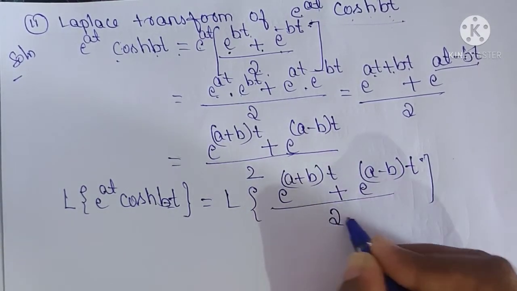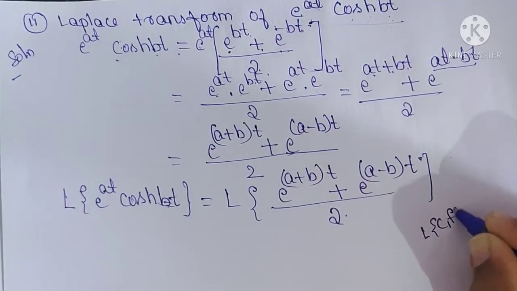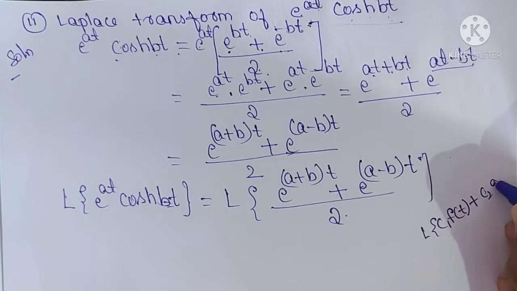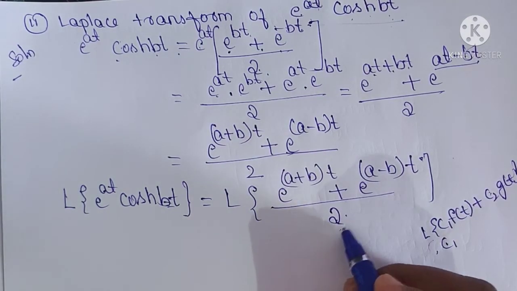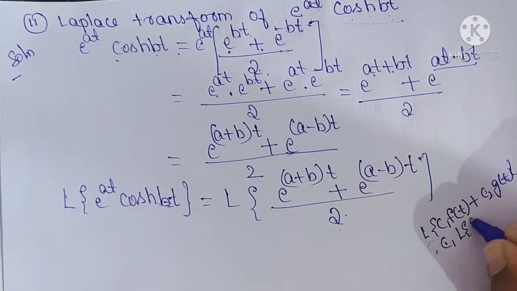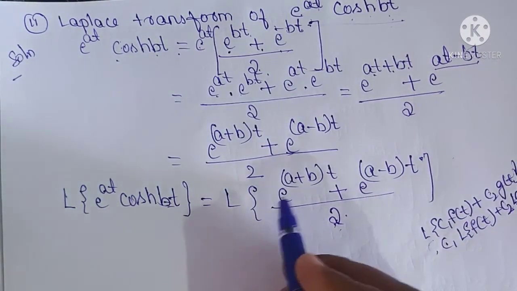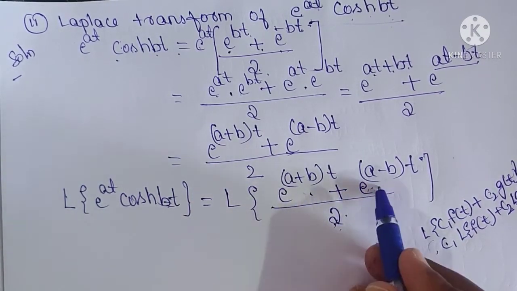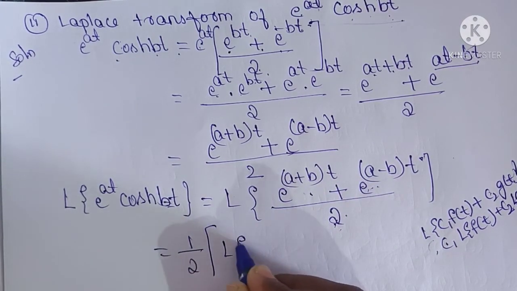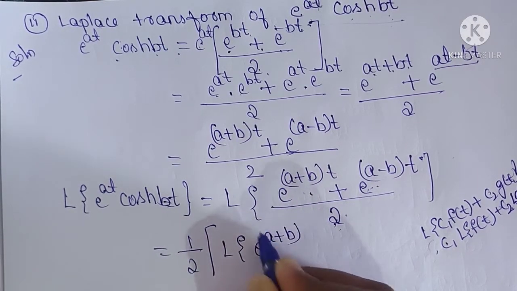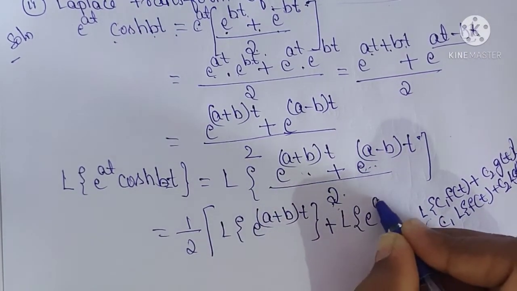divided by 2. We know that Laplace transformation of c1 f of t plus c2 g of t can be written as: c1, the constant term, we can take it out. Here the constant is 1 by 2. So we can write c1 into L of f of t plus c2 into L of g of t. Here 1 by 2 is common, applicable to both the terms. In both the terms you take 1 by 2 out, then we get 1 by 2 into L of e power a plus b of t plus L of e power a minus b of t.